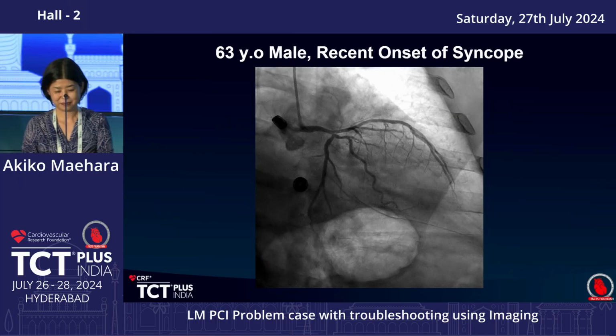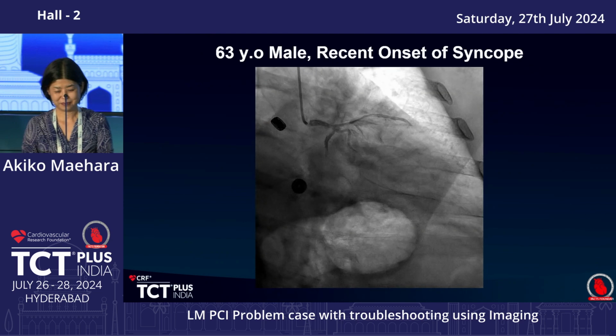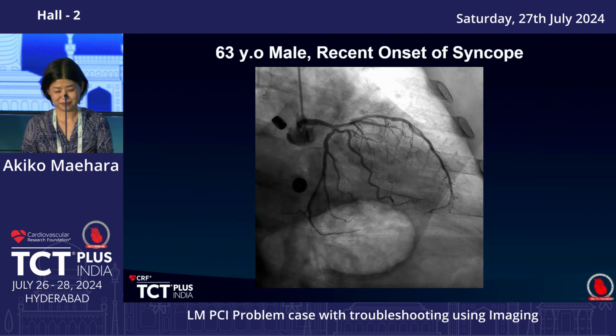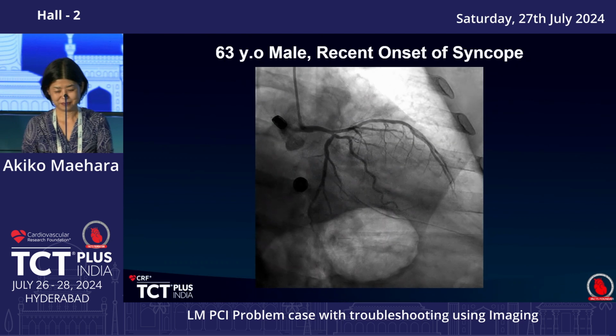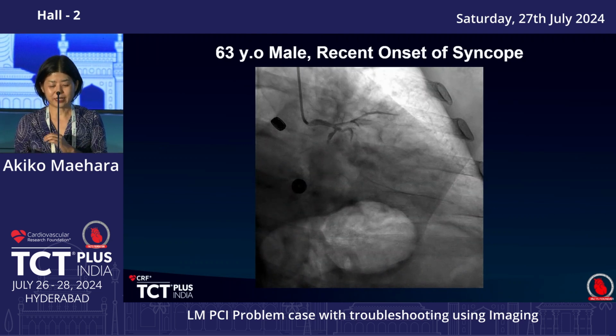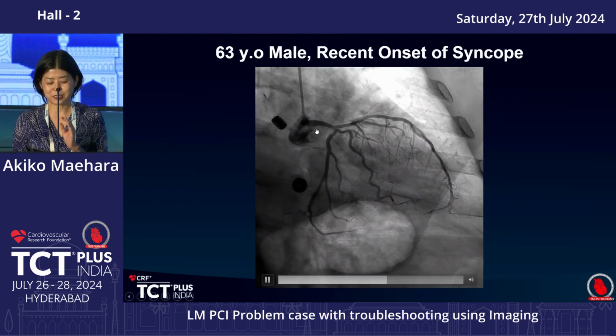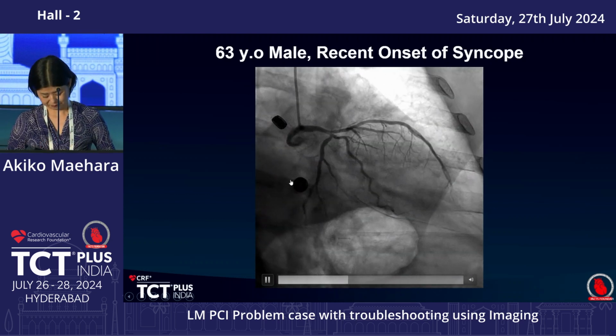Okay, so I would start this case. This is a 63-year-old male with recent onset of syncope. It's really atypical, but it's very recent onset. So what do you think of this left main? It's not super clear, but compared to the proximal portion, it's narrow and some haziness, right?